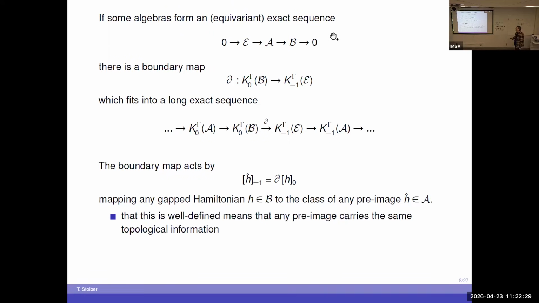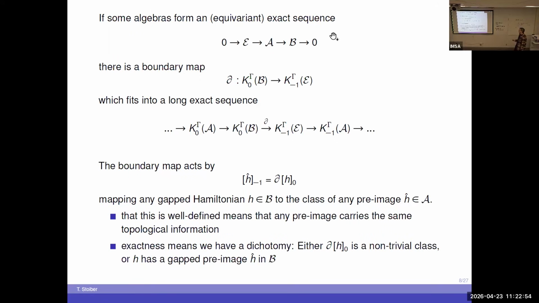The key point is actually that this is well defined in the first place. So that's the magic of K theory: any pre-image that you can choose for your bulk Hamiltonian carries the same topological information, has the same K theory class.